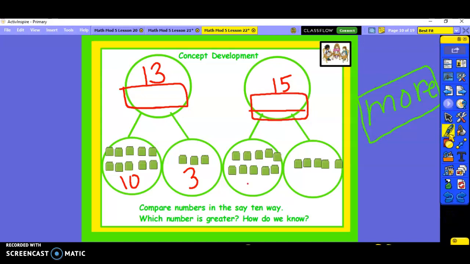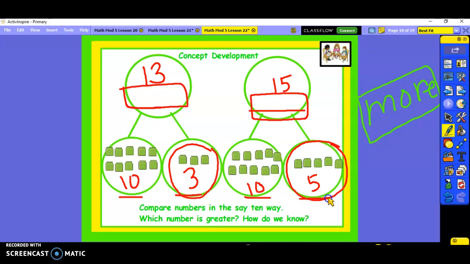All right, so we have 15 and 13. And remember, our parts of 15 are 10, 5. When we compare these numbers, let's look at our parts to help us. Both of these numbers have a 10. That's right, 13 has a 10 and 15 has a 10. But look at your other part. 13 has 3 ones and 15 has, you got it, 5 ones. They both have 10s, but they have a different number of ones. 13 has 3, 15 has 5.